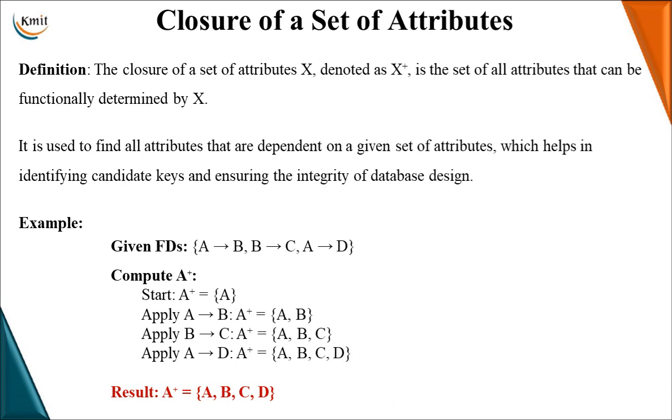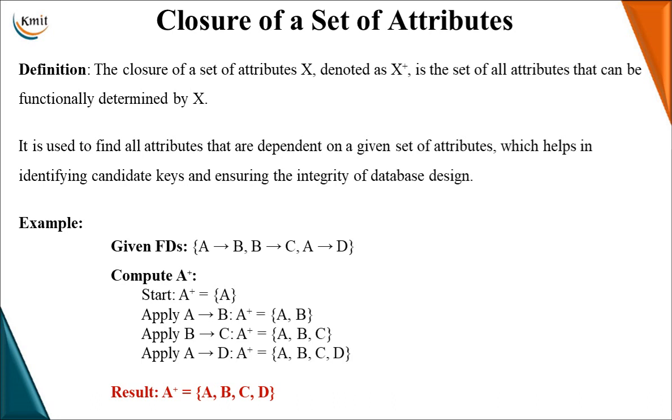Now take the next functional dependency, B determines C. B is already a part of this closure, so automatically C can be included. Then the dependency A determines D allows me to add D. The set of all the attributes of this relation was A, B, C, D, and all of them have come into this set A plus. That is, A is capable of determining A, B, C, D. So indirectly, it says that A is a candidate key.